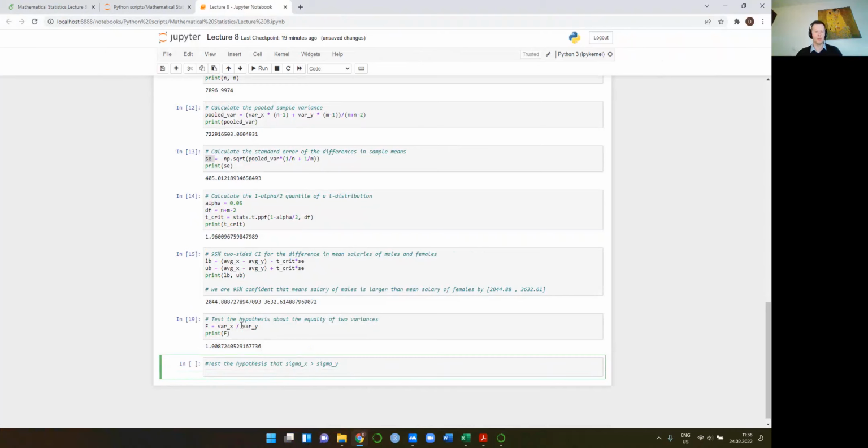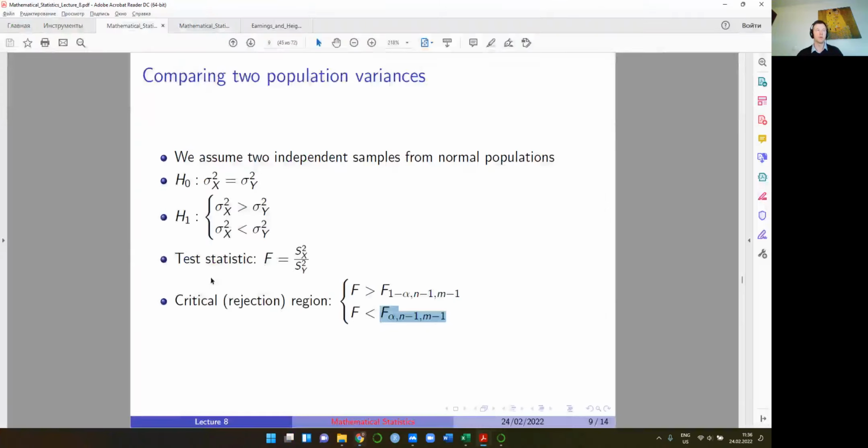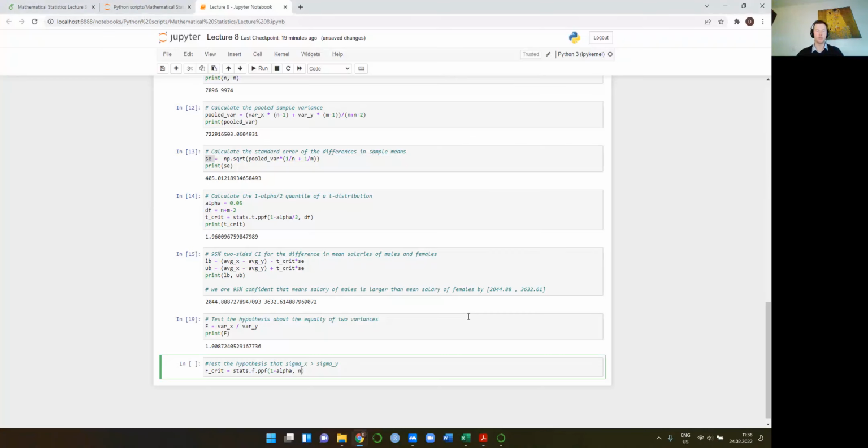So how do we do this? We derive the F critical in the same way. So from the library stats, it's f, I guess just f, maybe not, let me check. And then ppf, well, we are taking 1 minus alpha, this right-tailed alternative, n minus 1, and m minus 1. Print critical.